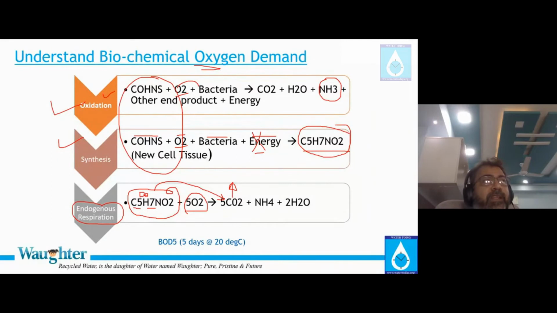So telling that BOD is a pollution is absolutely wrong. The pollution is COD. BOD is a measurement of oxygen required to manage this pollution if you want bugs to manage this. So this is the right understanding of a term called BOD. Typically, all these processes we do for 5 days at 20 degrees centigrade. Then it is called BOD 5.